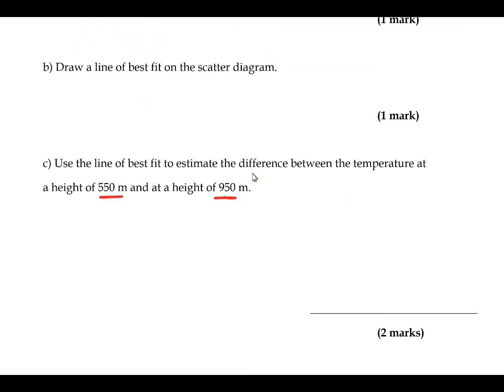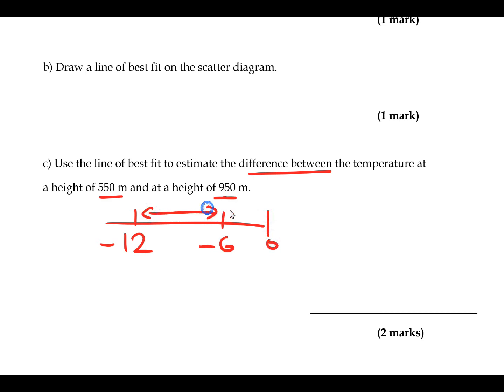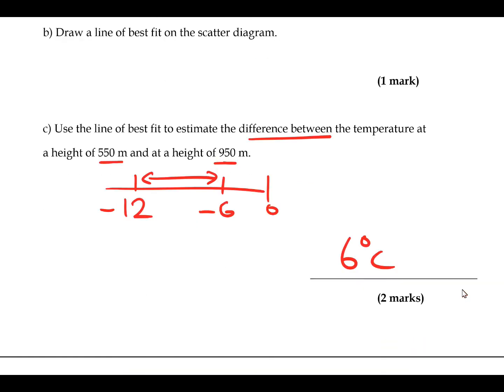So what's the difference between these? I've got minus 12 on my number line. I've got minus 6 with 0. So I've got a difference of 6 between these. So 6 degrees C is the temperature difference. And that question is worth 2 marks.